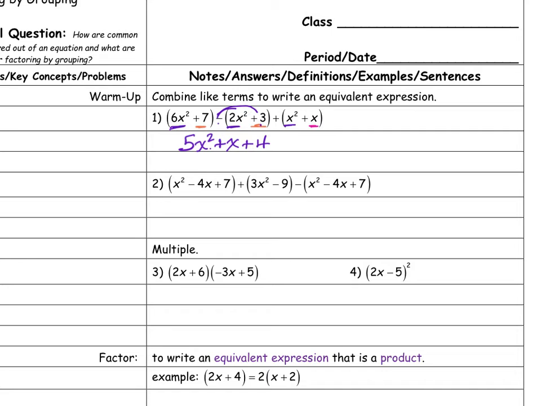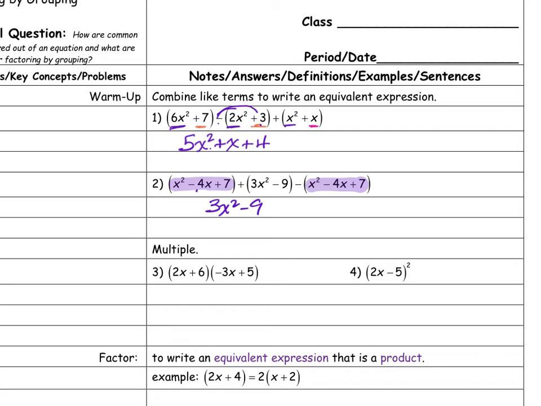There's that one. And then number 2, same thing. I have x squared minus 4x plus 7. And then I kind of noticed that this is the same as this. They're exact same terms, and I'm subtracting them. So that means those two cancel out or make a 0. So what I'm left with is 3x squared minus 9.